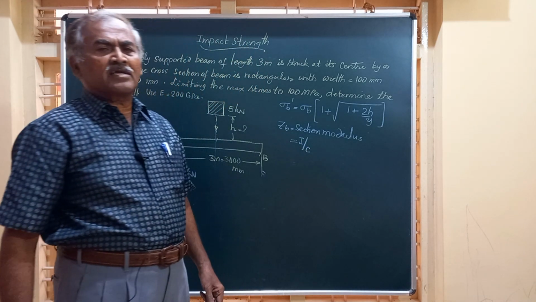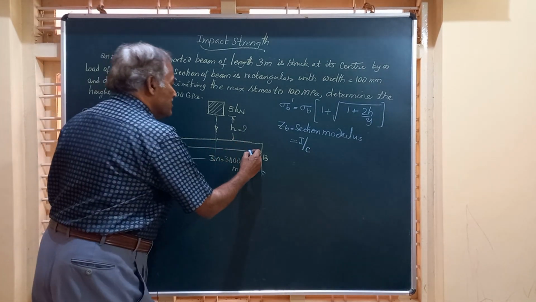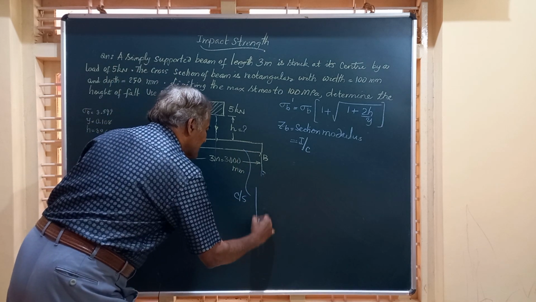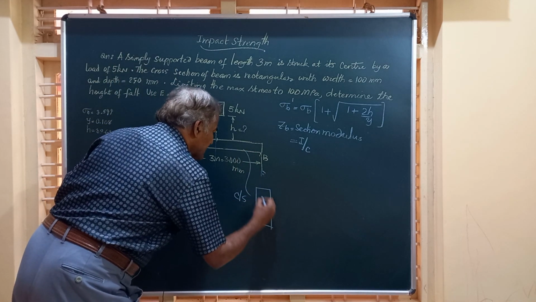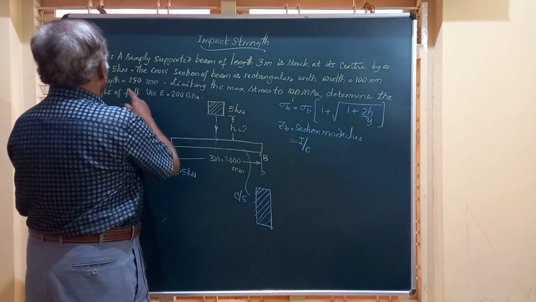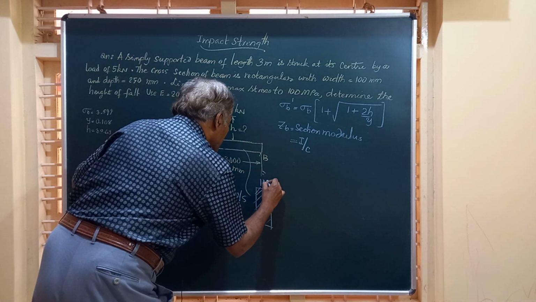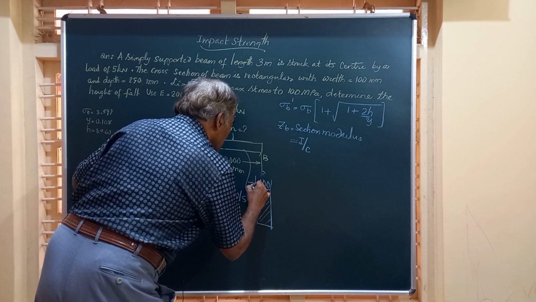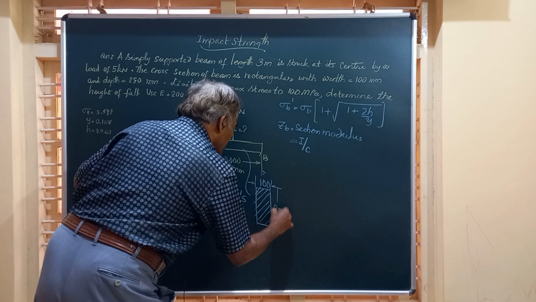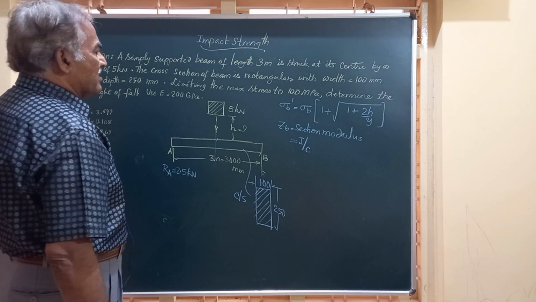What is I? I is the moment of inertia for this section. The cross section is like this. It is a rectangular cross section beam, and we have the width equal to 100 and the depth of the beam equal to 250 mm. This is the cross section of the beam.